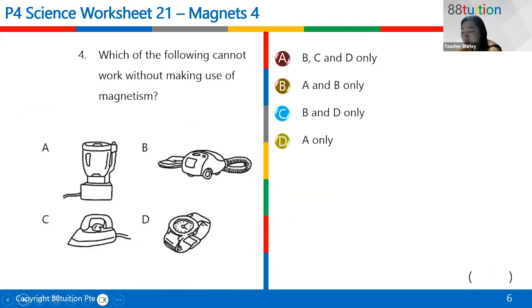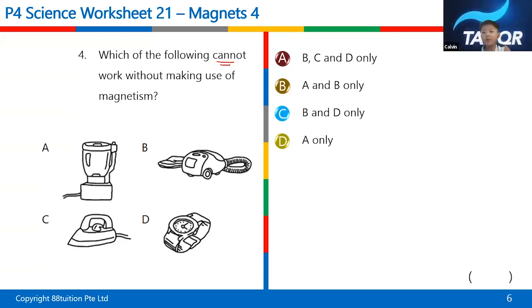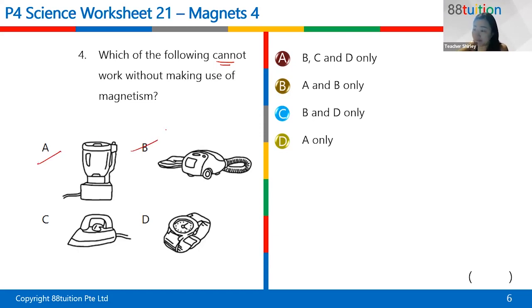Now this one is easy. These are basically testing you on applications of magnets. Which of the following cannot work without the use of magnetism? A and B. A and B, yes. Okay, so these more complicated appliances usually have magnets in them.